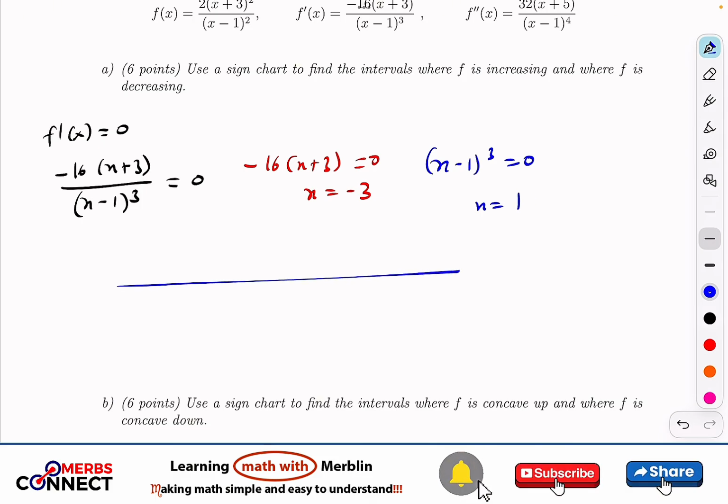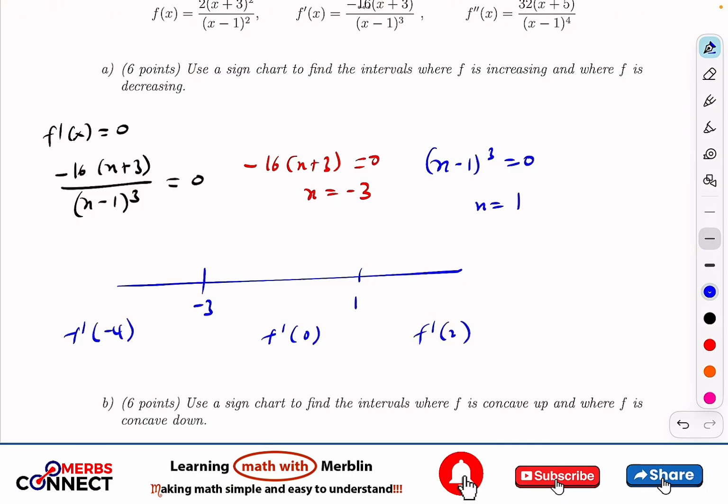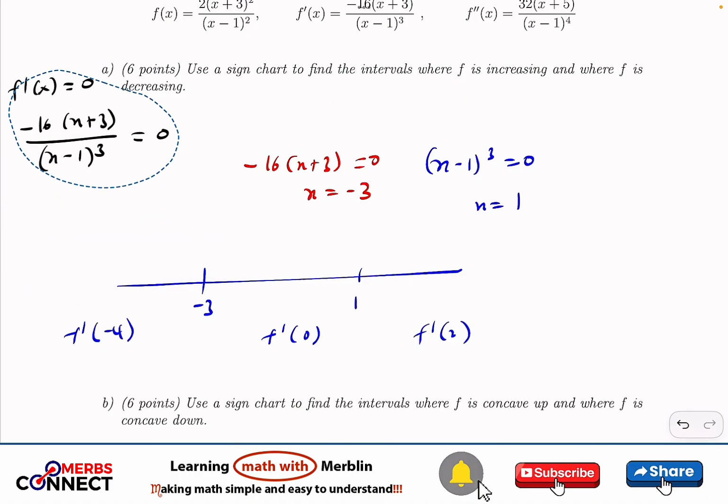So now let's use a sign chart. I have my minus 3 here, and I have my 1 here. Now here we are using f prime. So I'll put my f prime here, put negative 4 in. F prime here, put my 0 here. And then f prime here, I can put 2 here. So now let's try and figure out how we are going to get the values.